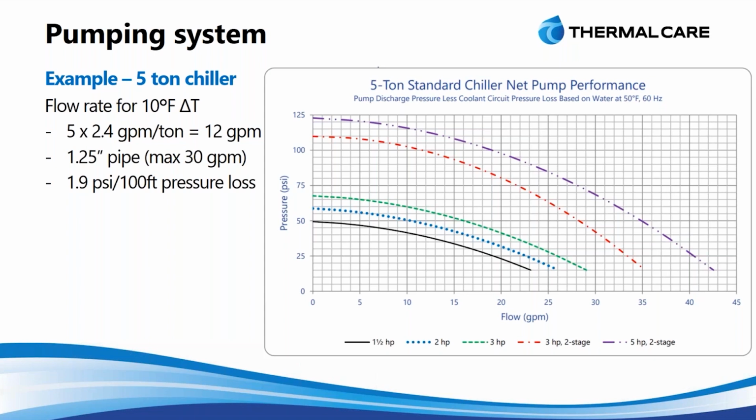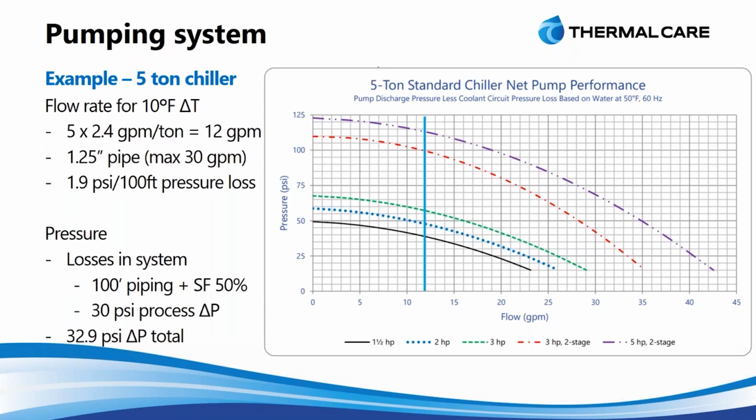We show multiple different curves on there because we offer multiple different pump sizes, because as I'll demonstrate in the next part of the example, sometimes you require one of these larger pumps to meet the demands of your system. So we know our 12 GPM flow rate. We mark that down, so that gives us a starting point.